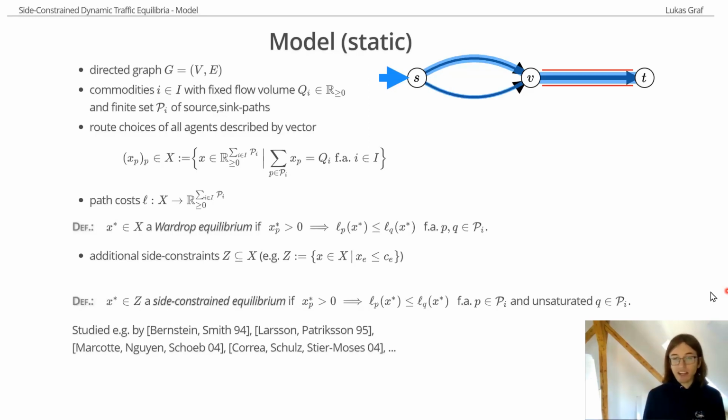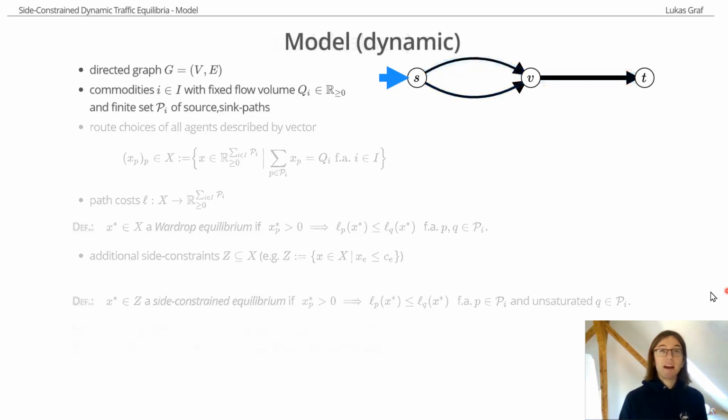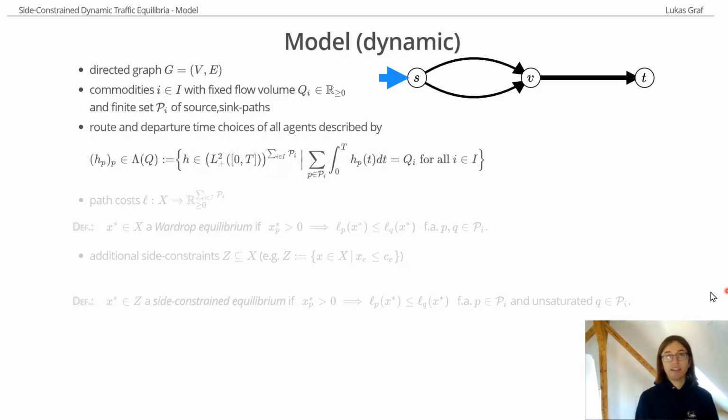So what changes if we go from static to dynamic? Well, basically, we add a time component to this model. And this time component has two effects. One is that now our particles not only can choose a path, but also a starting time, so when they start their journey. And so now the collection of all the route and starting time choices of all the particles can be represented by a vector of functions, right? And these functions give you for every path and every time the rate at which particles enter this path at that time. Right? So we have a vector of path inflow rates.